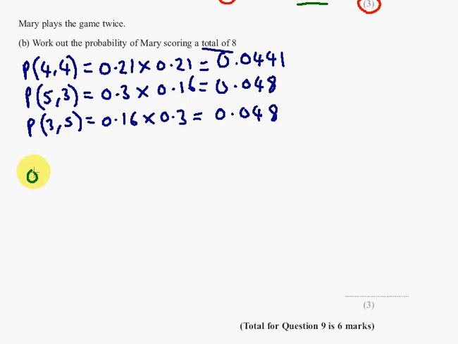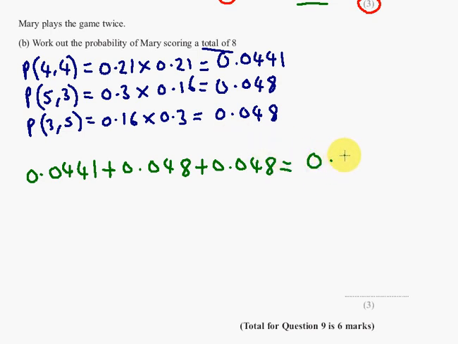So 0.0441, add 0.048, add 0.048, and that gives us 0.1401 as the final answer. Okay, so I'm just going to write that on the answer line. And question 9, part B is worth 3 marks.